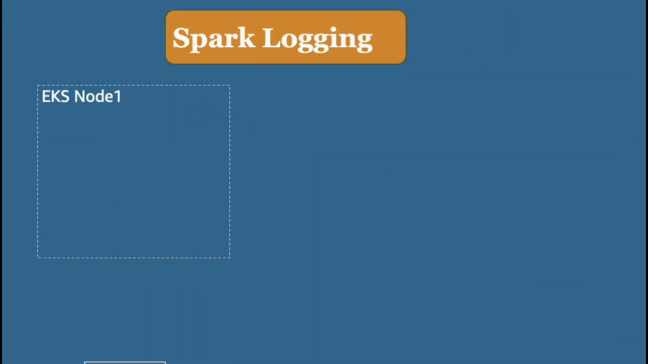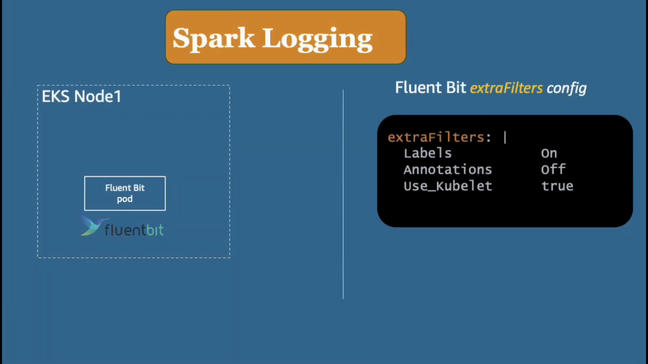For Spark logging, it is recommended to use Fluent Bit as a DaemonSet, where it can scrape the logs from the various containers in the node and send them to the logging destination, which could be CloudWatch, S3, or any other external logging solution.